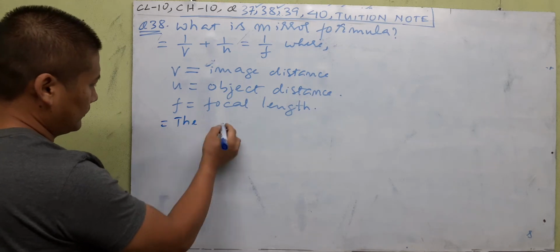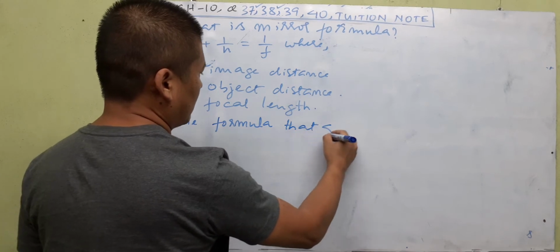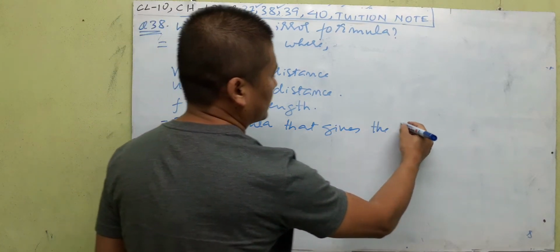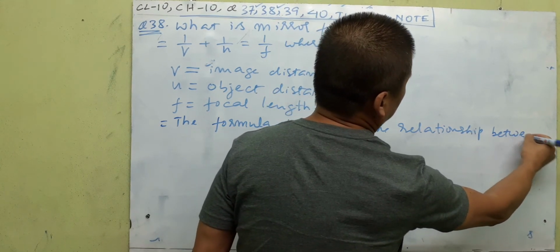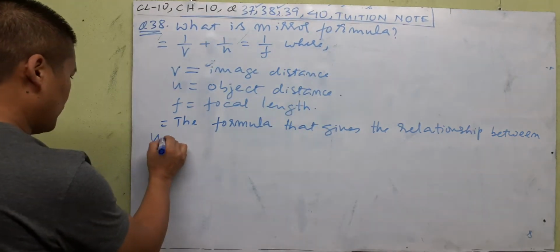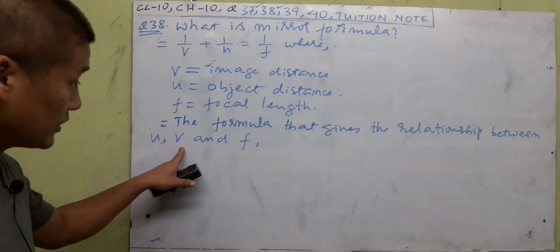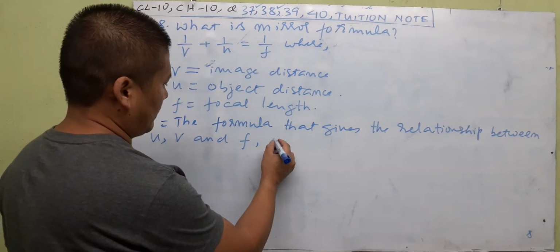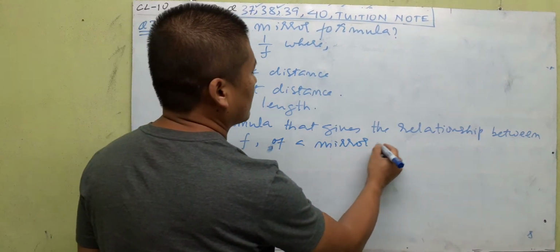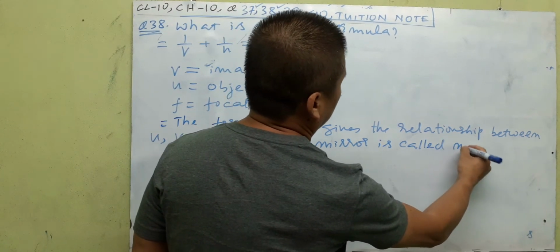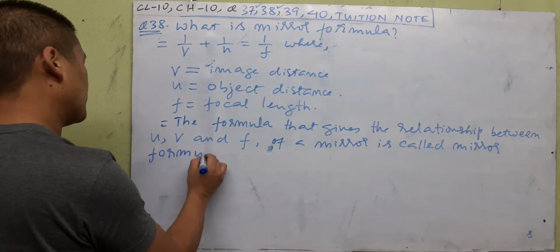The formula that gives the relationship between U, V, and F. You can explain it if you want. Object distance, image distance, focal length of a mirror is called mirror formula. This formula that we've written first.